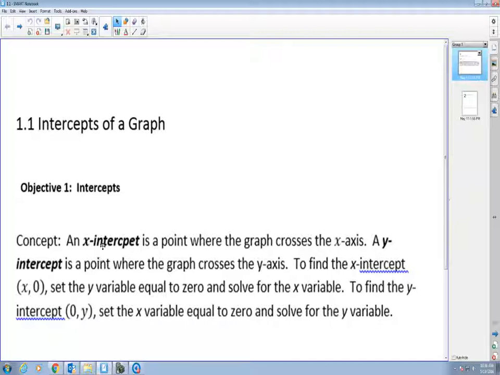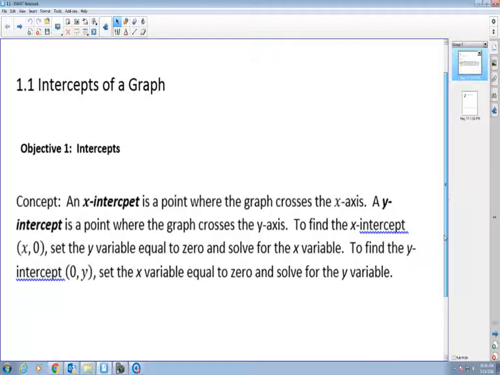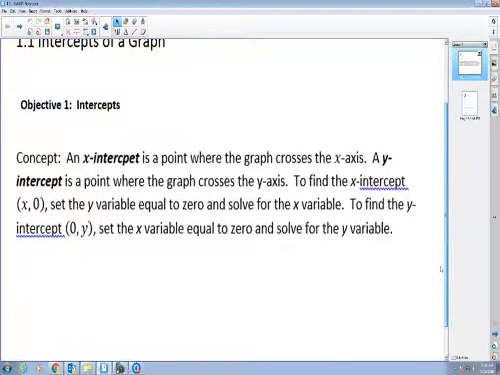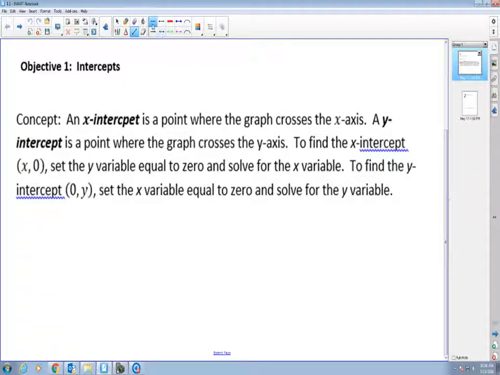An x-intercept is referring to a point where the graph crosses the x-axis. A y-intercept is where the point crosses over the y-axis. So let's say if I have an x and y axis, and I'm going to draw a straight line, a linear function.